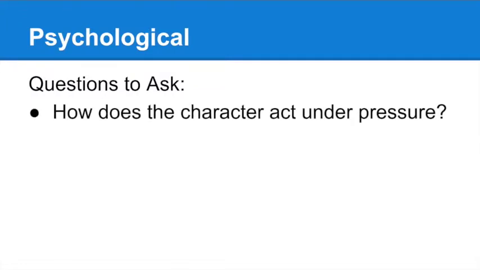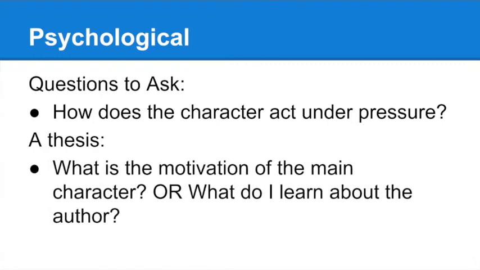All right. Then we move to the psychological lens. And as you're reading using the psychological lens, be asking yourself, how does the character act under pressure? And how the character acts under pressure, and how we really act under pressure, is really where we show our true colors, like really what motivates us. So the ultimate question we want to answer to create a thesis is, what is the motivation of the main character? How the character acts under pressure reveals what motivates that character.